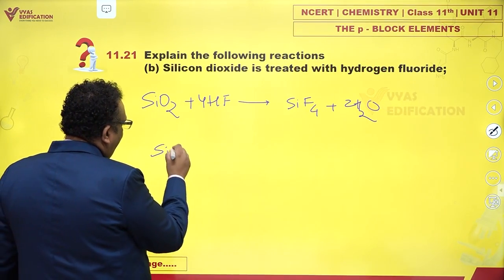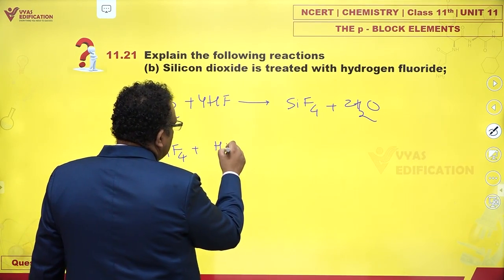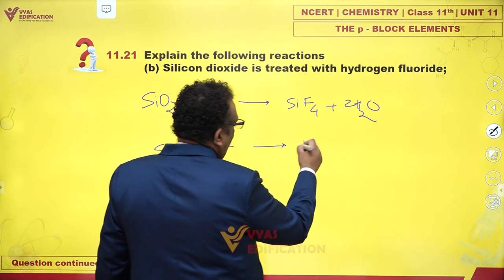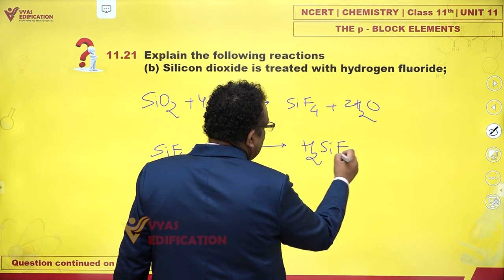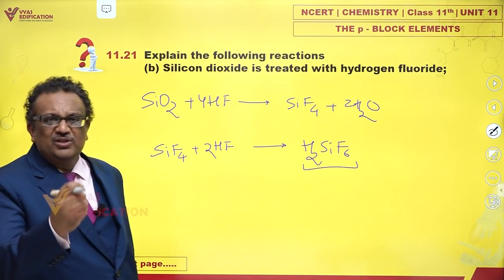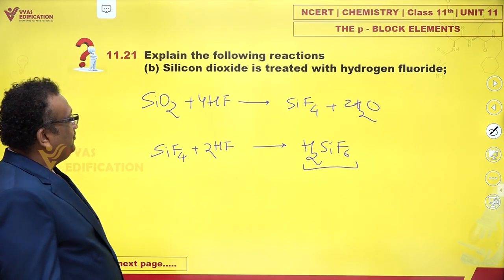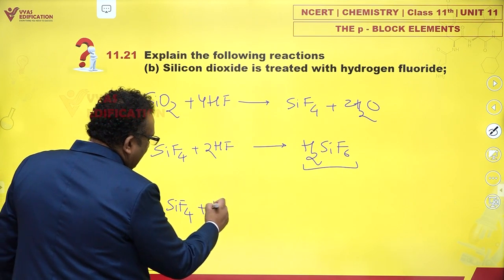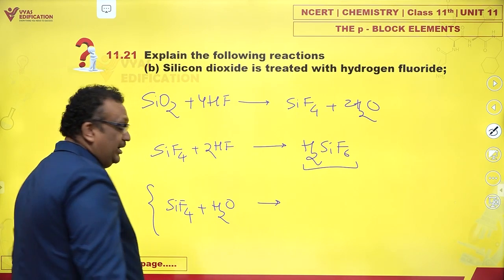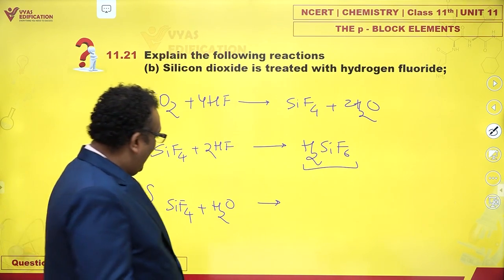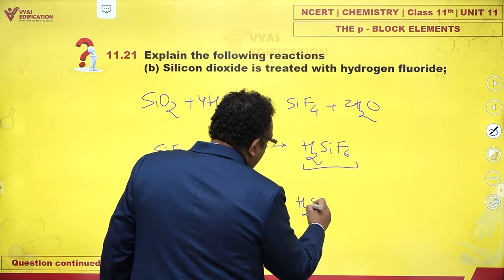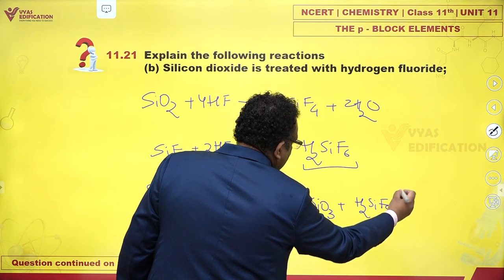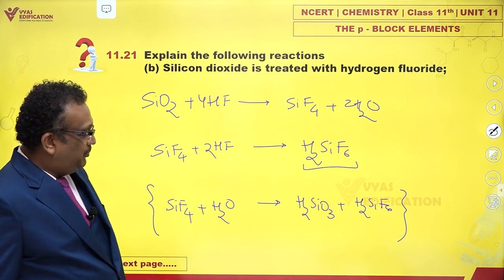This SiF4 can, if you have concentrated or anhydrous HF, further react with HF to form hydrofluorosilicic acid H2SiF6, which is a white waxy solid. Also, if no extra HF is there, SiF4 can very well react with water. It can undergo hydrolysis. And then also it can form H2SiO3 plus H2SiF6. That also is a possibility.